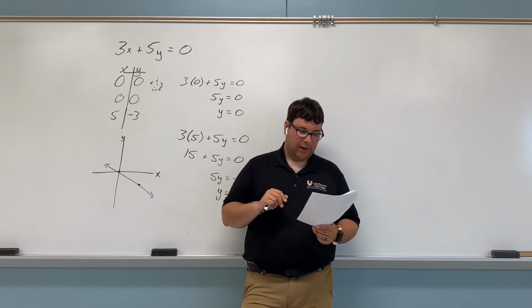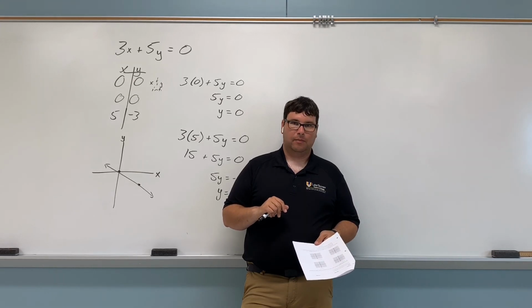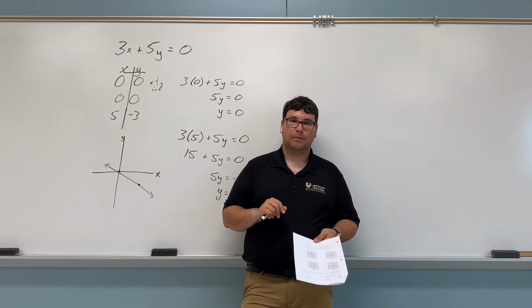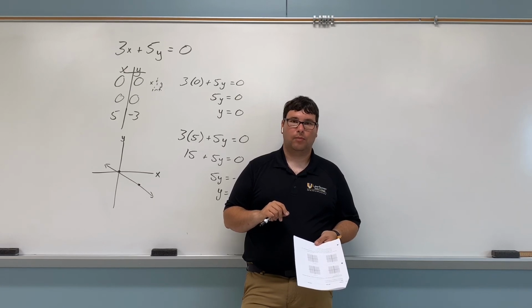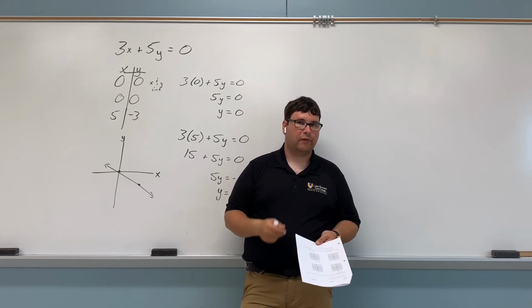Third question, will a line always have at least one y-intercept? The answer to that is no. What if you have a vertical line? That vertical line will not cross the y-axis.